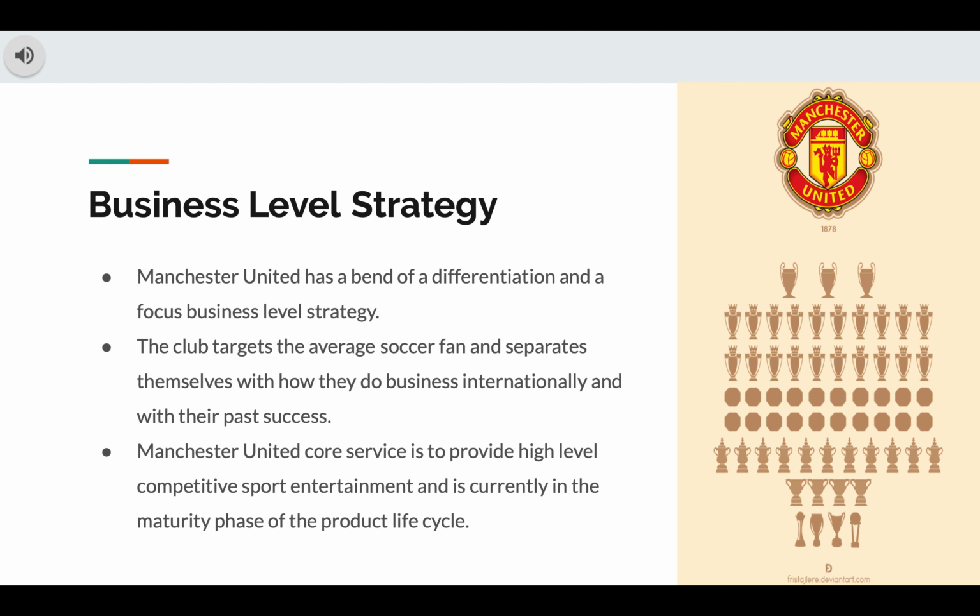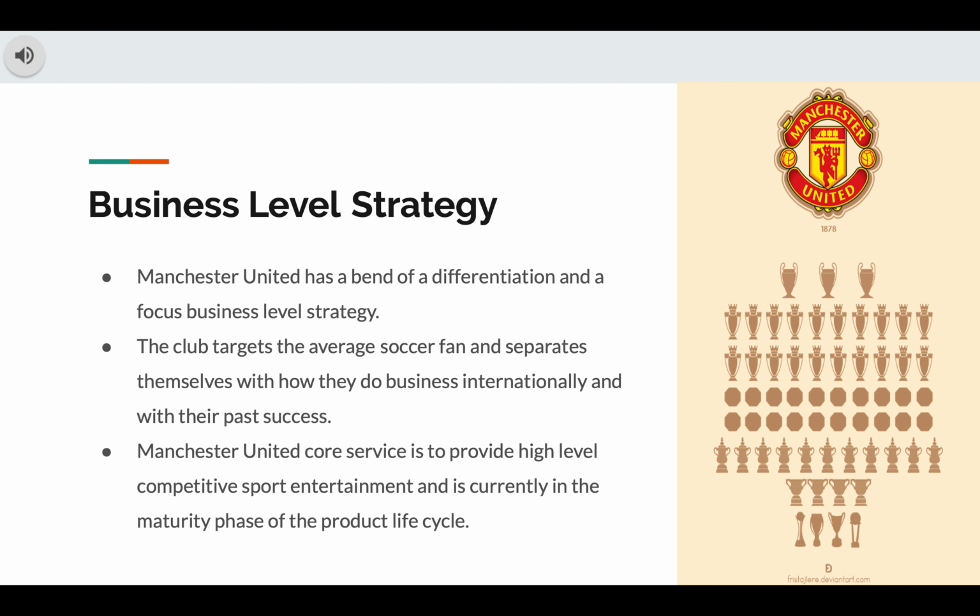For Manchester United's business level strategy, we believe that they have a blend between a differentiation and focused business level strategy. We think this is true because they aim at the average soccer fan worldwide and differentiate themselves with past and current success in one of the top leagues in the world. Because they've won 20 league titles domestically as well as tournaments internationally, such as the Champions League, that allows them to have a bigger presence with fans worldwide.